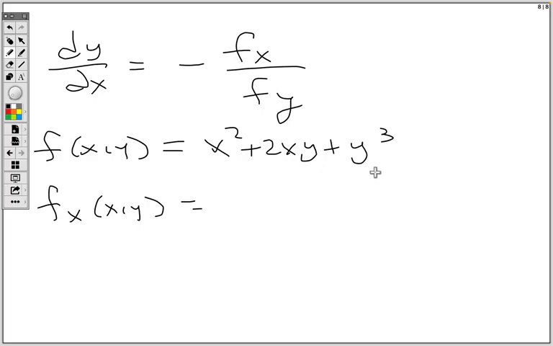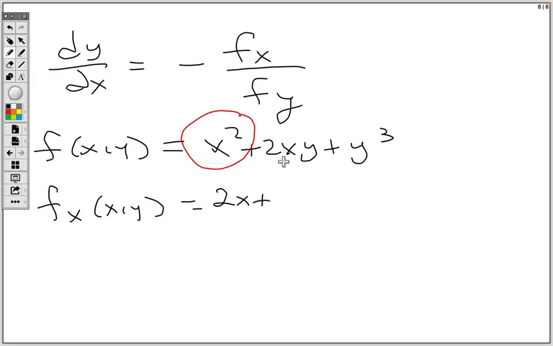So we've got our sum and difference formulas in play, we've got our constant multiple formulas in play, and we've got the power rule in play. So if I'm taking the derivative with respect to x, the derivative of x squared with respect to x is just what? That's just your 2x. Plus, now here, I'm taking the derivative with respect to x. That means I'm treating y as a constant.